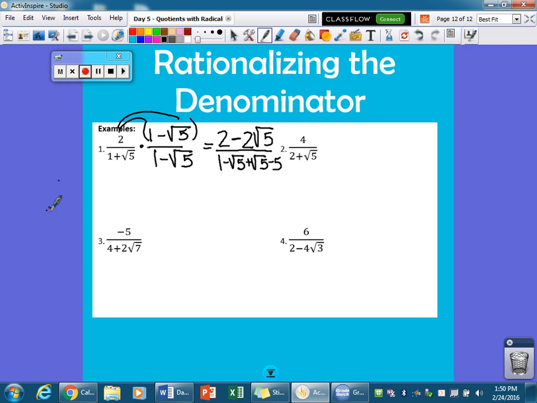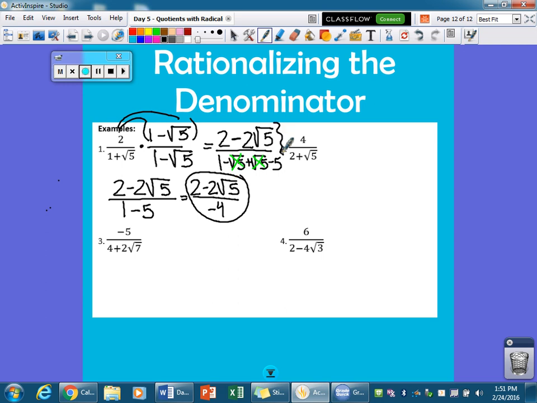So numerator, I can't change. It's just 2 minus 2 square root of 5, all over, well again, these go away. I'm left with 1 minus 5. So 2 minus 2 square root of 5 over negative 4. Okay, take a second to think about it.